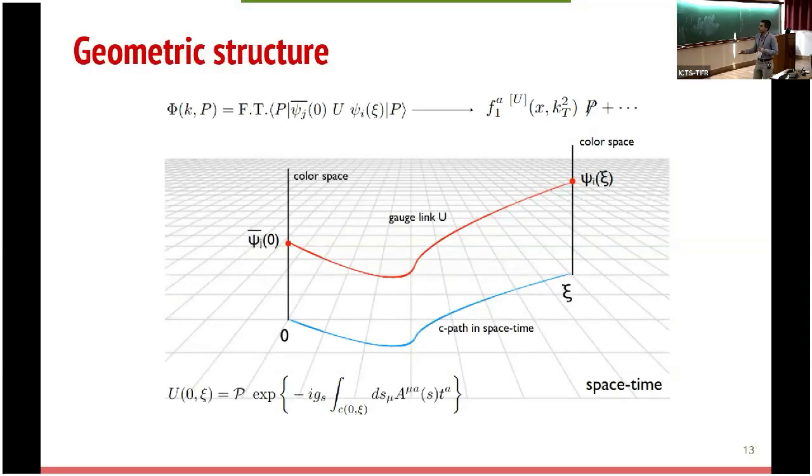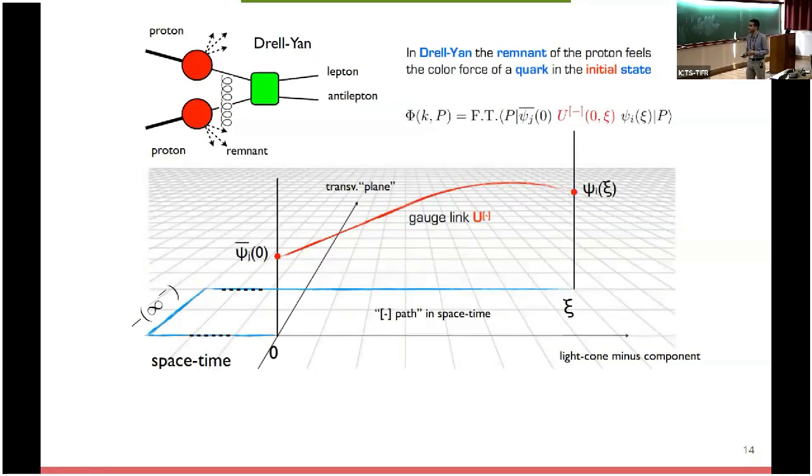So let's go back to the gauge link picture. The path between zero and psi, if you look just at the operator, can be whatever. But if the operator comes from the factorization theorem of a specific process, the path is not whatever you want. It has to be something very specific. Okay, let's consider the case of Drell-Yan.